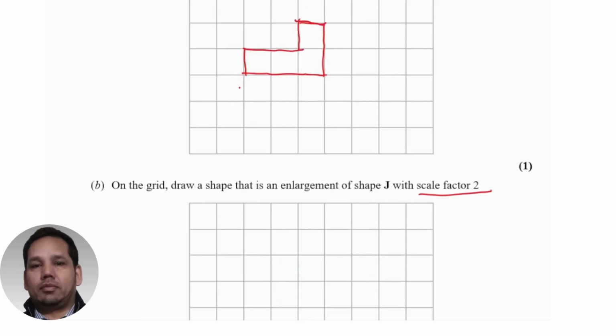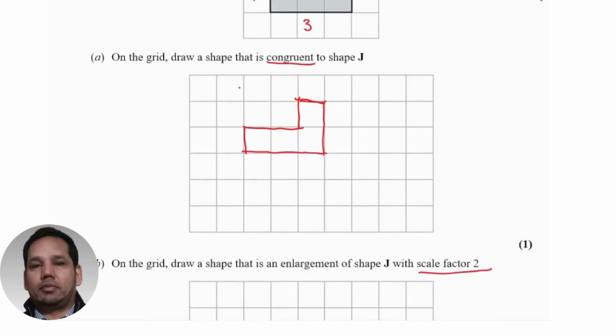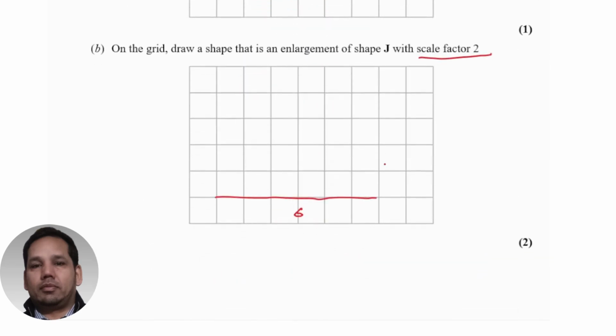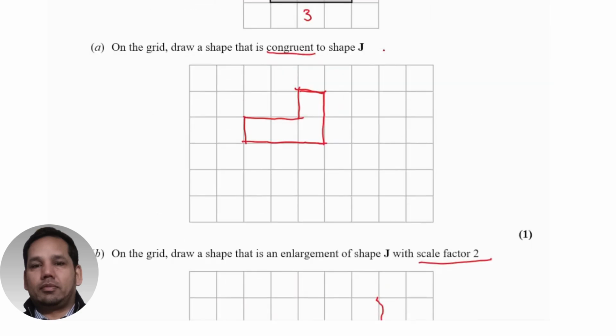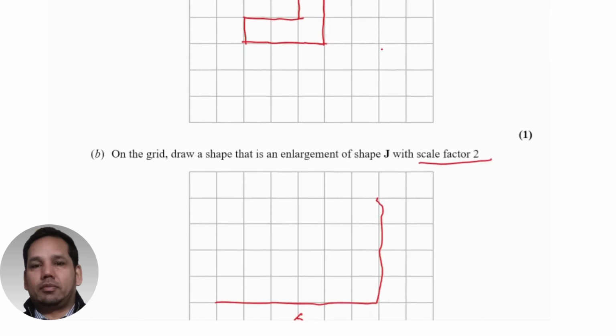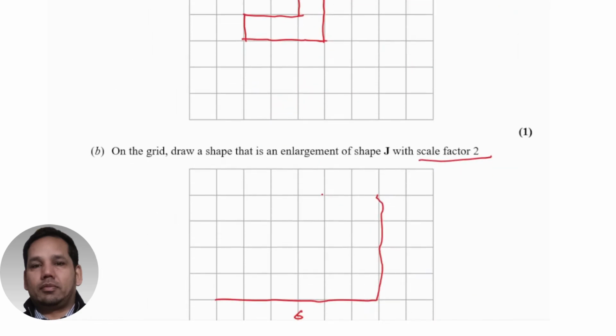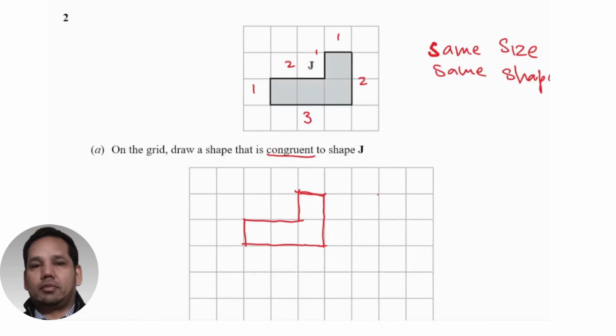Now let's look at the right hand side, which is 2. 2 times 2 is 4, so we need 4 squares on that side: 1, 2, 3, and 4 here. On top we have 1, so make it 2, since 1 times 2 is 2. Let's see the next one. We have 1.